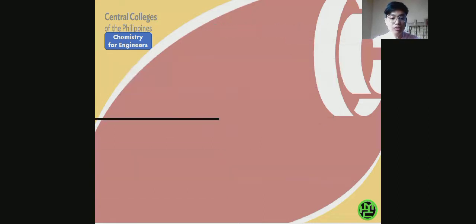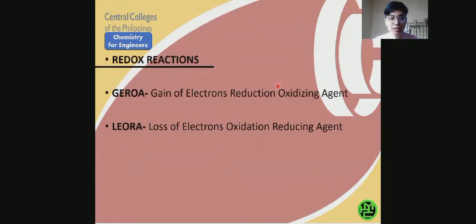Okay. So next, we have here an acronym for we can easily understand. We can easily recall what is the redox reaction. So here we have GEROA and the LEORA. So the GEROA, gain of electrons, reduction, oxidizing agent.